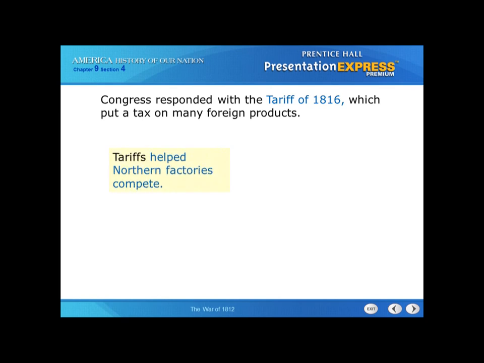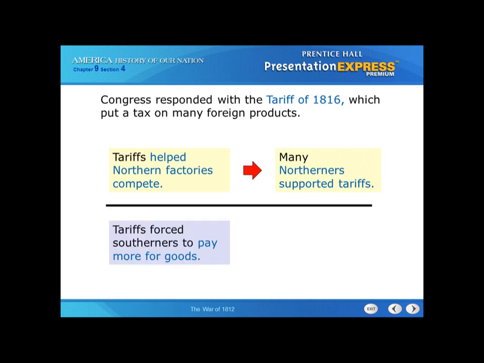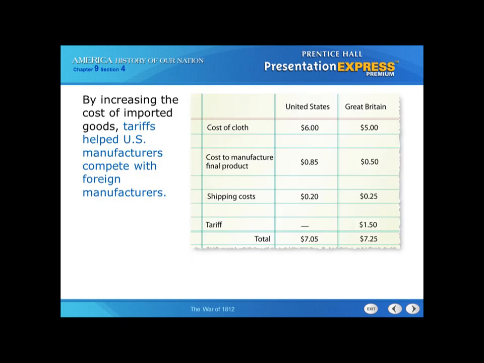Tariffs helped northern factories compete with the British. Many Northerners supported tariffs. Again, the North is known for its manufacturing. These businesses wanted protection. Tariffs forced Southerners to pay more for goods. And again, most Southerners opposed high tariffs. The reason being, the South traditionally bought their goods from Europe. So again, now that they bought their goods from Europe and they sent a lot of their agricultural products overseas, they're going to have to pay more for goods. They feel that the North is not playing fairly, that the North is not looking out for their Southern interests.